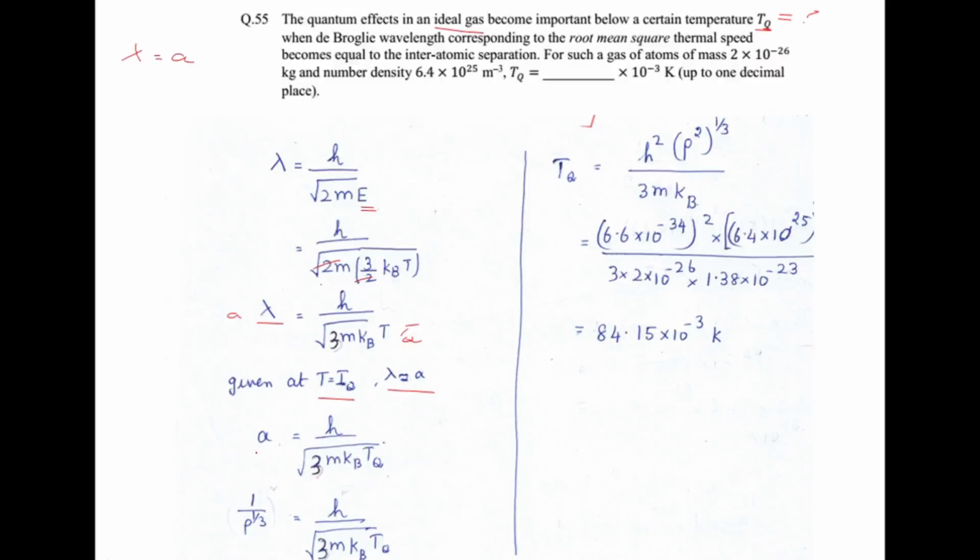The interatomic separation is related to the number density by 1 divided by rho power 1 by 3. So instead of a, we can write 1 divided by rho power 1 by 3 is equal to h divided by root of 3m kB Tq. By rearranging this expression, we can write Tq is equal to h square rho to the power 2 by 3 divided by 3m kB. All these values are known. By substituting them and evaluating, we will get Tq as 84.15 into 10 raised to minus 3 Kelvin.